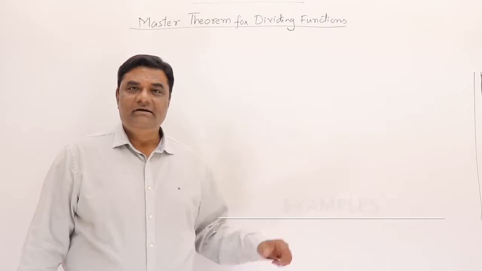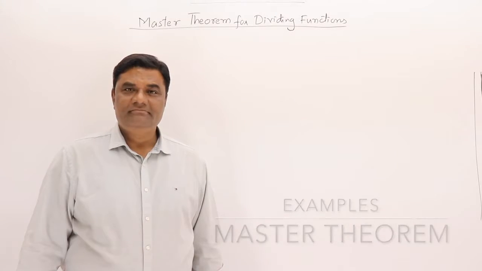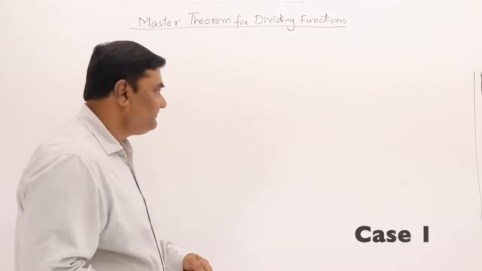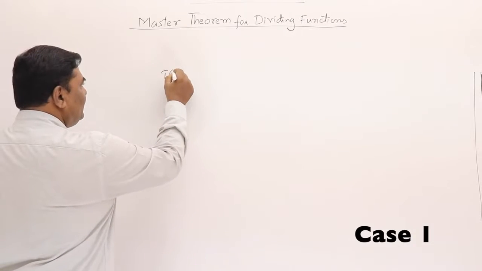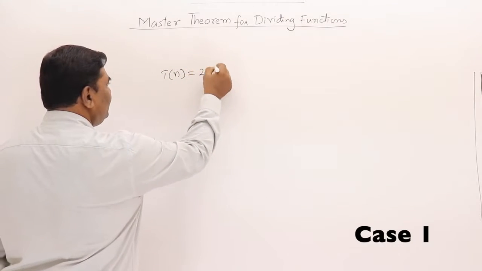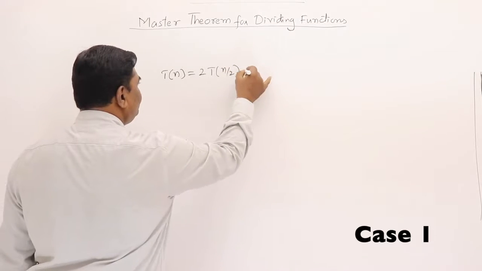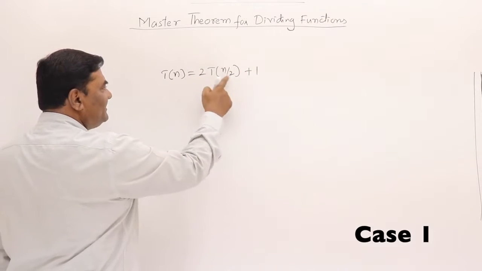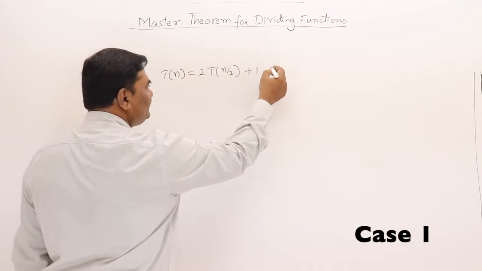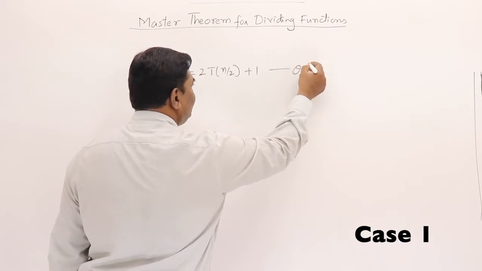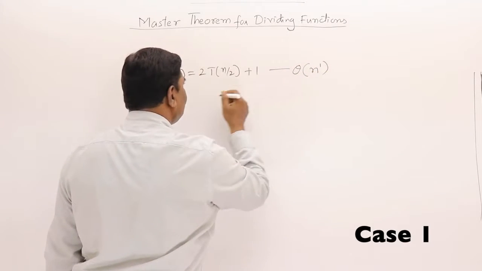Now let us take some examples quickly and solve them. So, some examples from case 1. T(n) = 2T(n/2) + 1. Log a base b is 1 and this is n^0. So this is Theta of n^1.